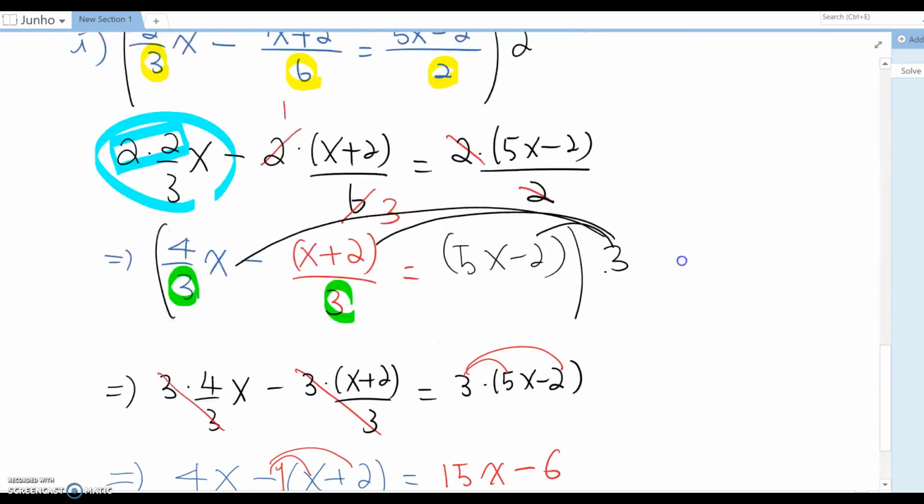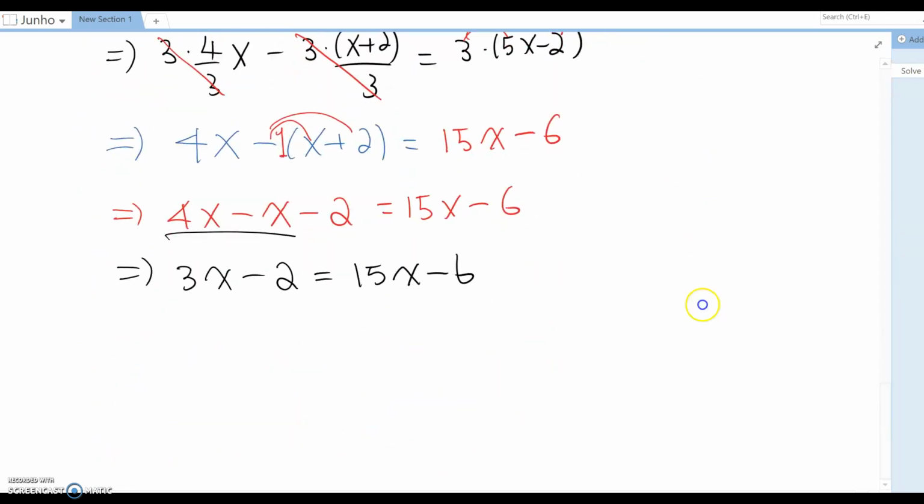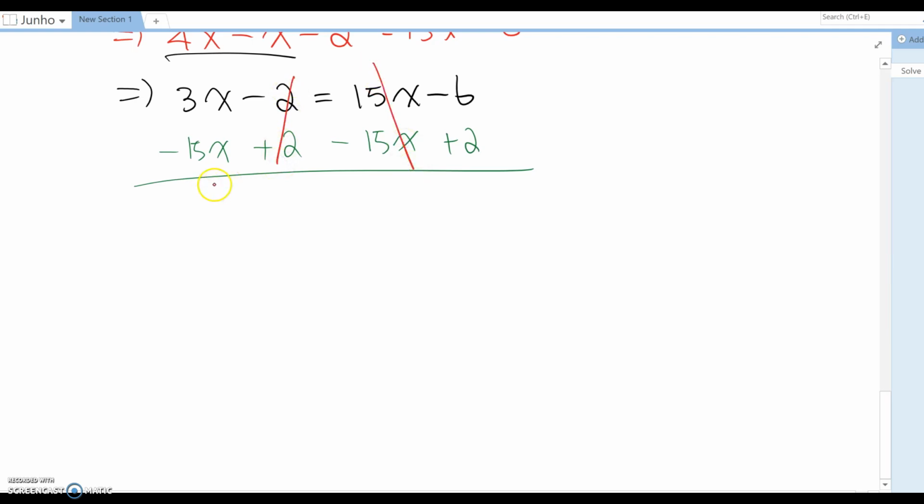Now this one looks like the step we did earlier, so I'm going to gather the variable on one side and constants on the other side. We usually gather the variable on the left side, so I'm going to show that step. But if you want to move to the right side, that's fine too. So minus 15x. At the same time, plus 2. Then these two cancel out, so we are left with negative 12x equal to negative 4.